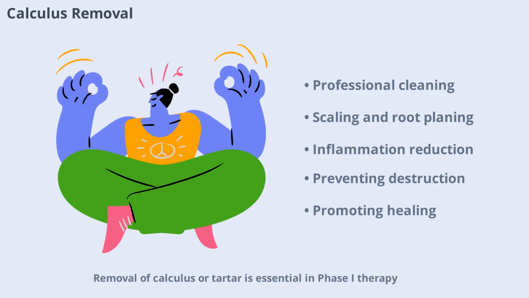Removal of calculus, or tartar, is essential in Phase 1 therapy. Calculus is hardened plaque that cannot be removed by brushing alone. Professional cleaning, including scaling and root planing, is performed to eliminate calculus deposits from the teeth and roots. This procedure reduces inflammation, prevents further periodontal destruction, and promotes tissue healing. Calculus removal is a cornerstone of periodontal therapy, ensuring a clean foundation for the gums and supporting structures.